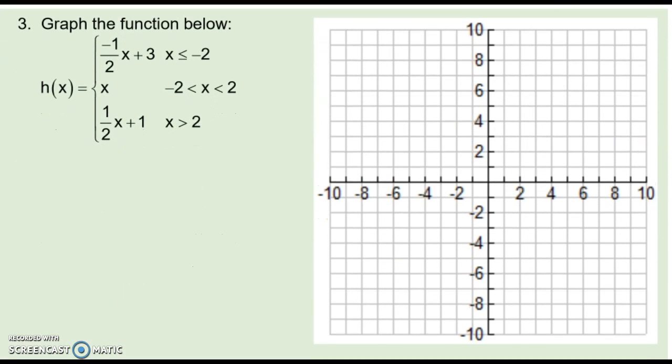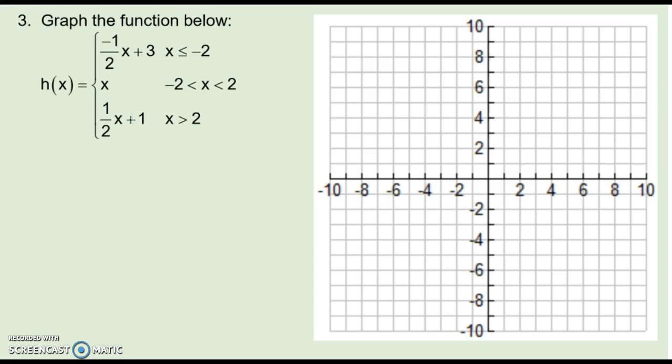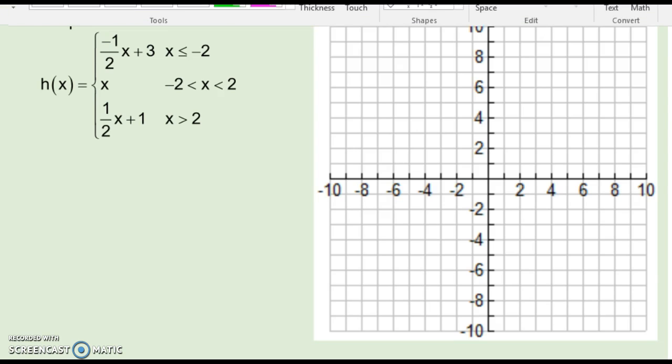All right, what happens when we have three pieces? I don't know, let's see. So we've got function h of x equals negative 1/2 x plus 3 when x is less than or equal to negative 2. It's equal to x when x is between negative 2 and 2, not inclusive. And it's equal to 1/2 x plus 1 when x is greater than 2.